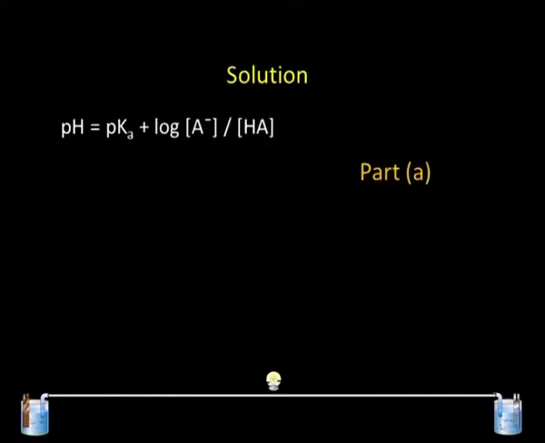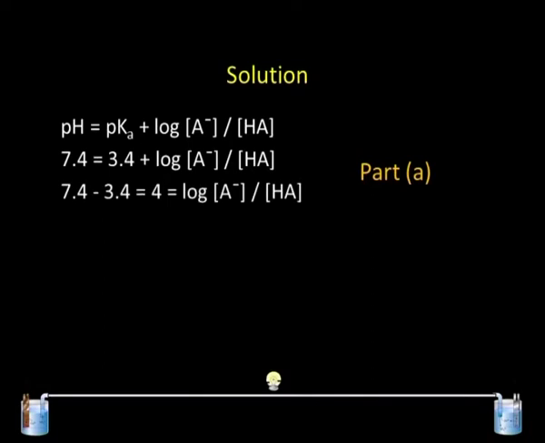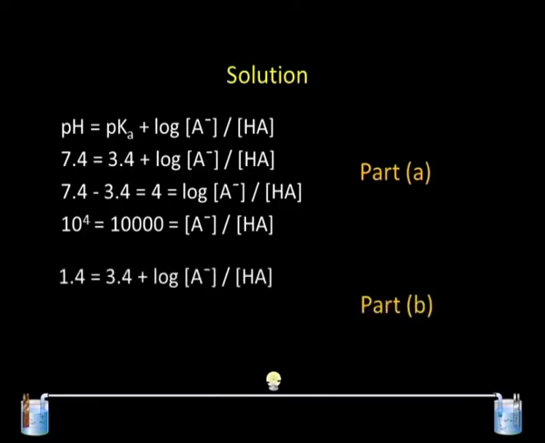Now, we know the relation pH is equal to pKa plus log A minus divided by HA. pH is known, it is 7.4, and pKa is 3.4. Then we can write 7.4 minus 3.4, which is equal to 4, is equal to log A minus divided by HA. This indicates that the ratio becomes 10 to the power 4 for A minus divided by HA.